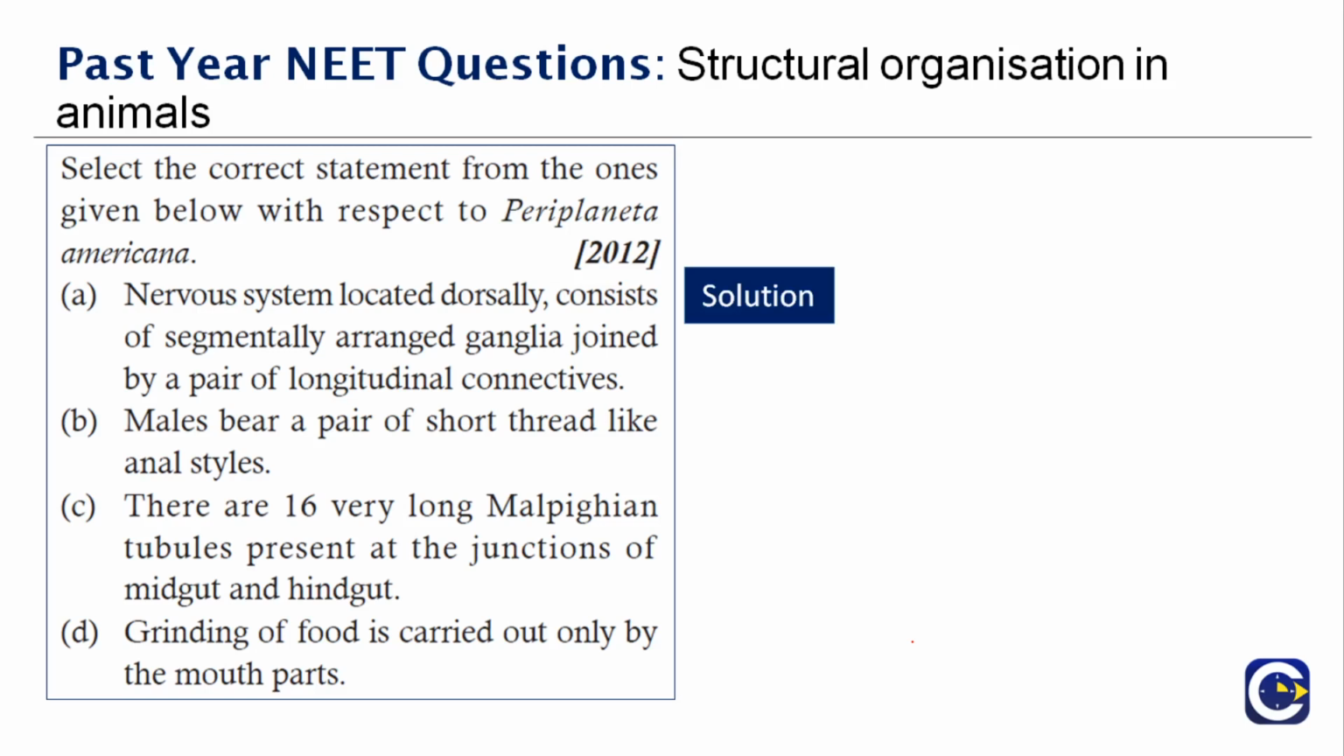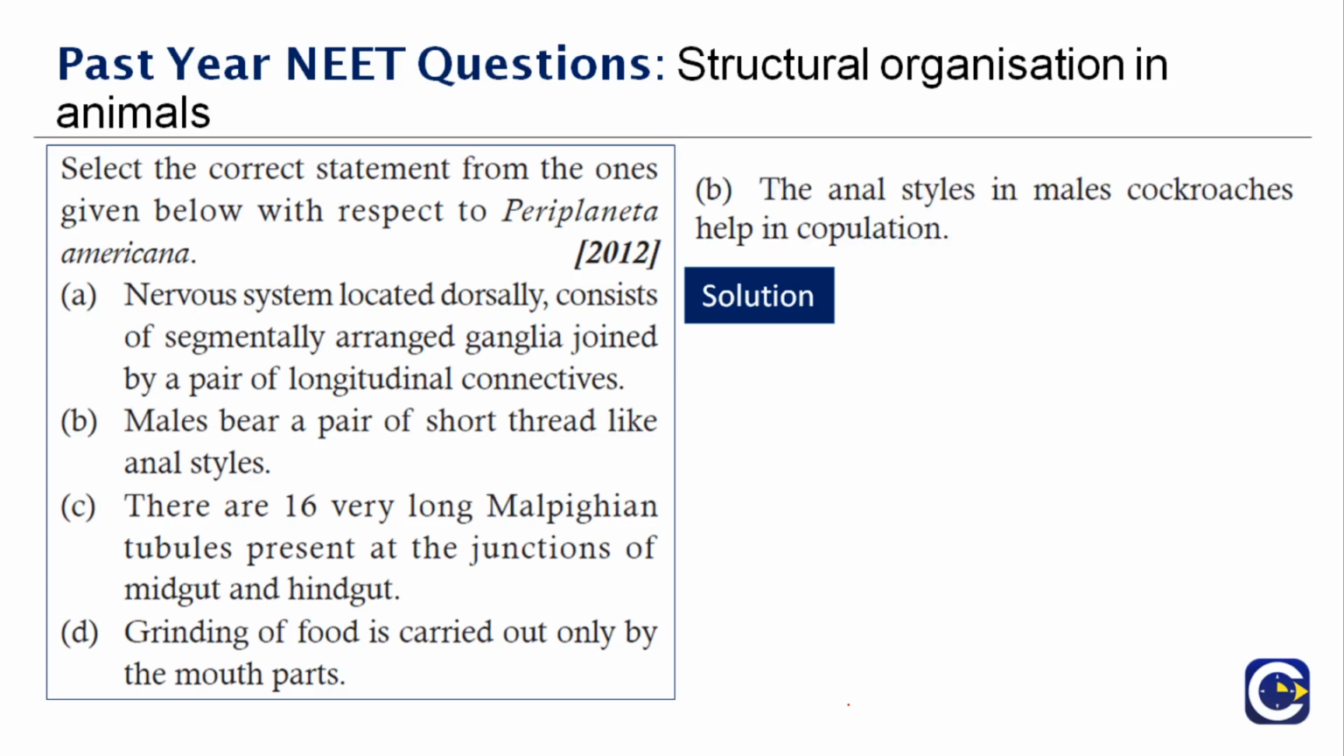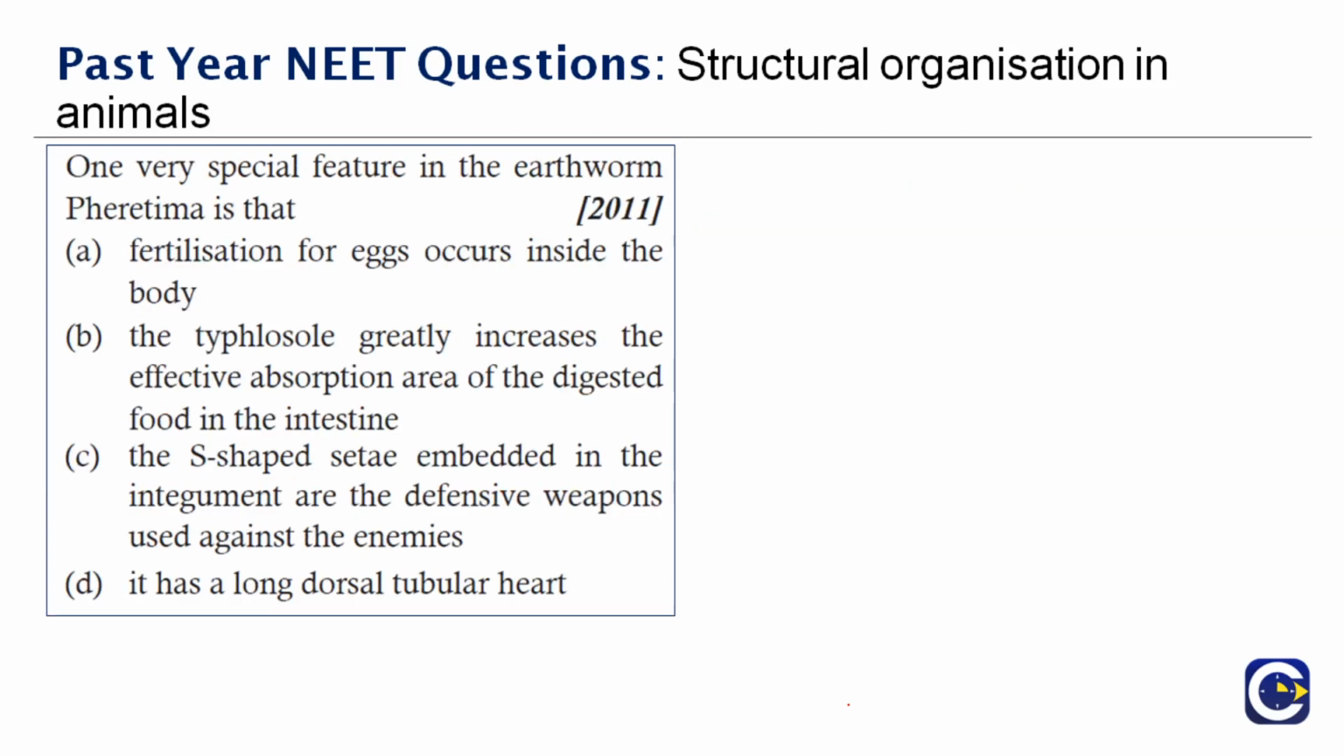Okay, now coming to the answer. This is once again an easy one. I think by now you have guessed the answer. If you look at the options, it's clearly understandable. The males bear a pair of short thread-like anal styles. That is true, right? That is what we saw in the earlier question. How will you differentiate between the male and the female? The presence of anal styles in the male and the absence of it in the female. Therefore, the correct answer for this question is option B. Okay, next question here.